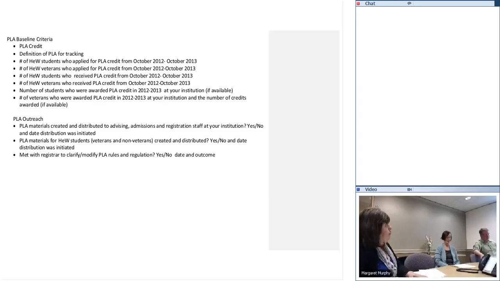All right, so let's just do a show of hands. Everybody remembers how to do their hands. If you raise your hand, let's see, if we agree that we want to amend this to include types of credit, PLA credit accepted by program, and then add some categories of exams. Moderators don't get a vote. Look, we're all in agreement. It's unanimous.